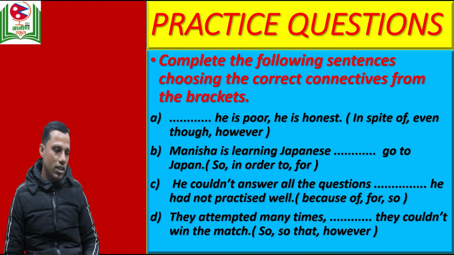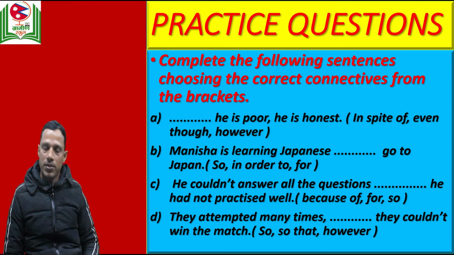Now, number B. Manisha is learning Japanese. Go to Japan. Now we have the options: so, in order to, for. Which option do you think is right? Yes, you're right. The second option is right. Manisha is learning Japanese in order to go to Japan. It means she wants to go to Japan, so she is learning Japanese language.